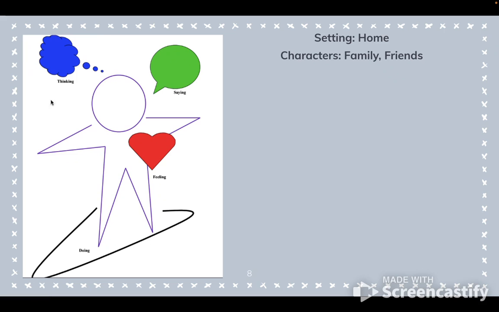So you might be thinking about all the chores that you have to do, your soccer practice. You might be saying very personal things that you talk about with family and friends that you wouldn't talk about with a teacher or with your peers at school. You might be feeling safe or comfortable. You might be doing chores or relaxing, right?